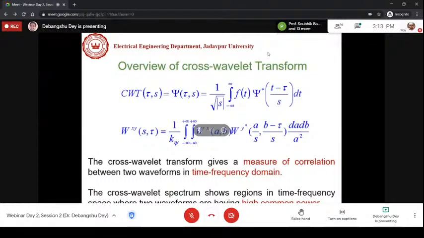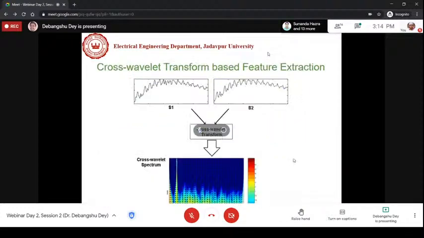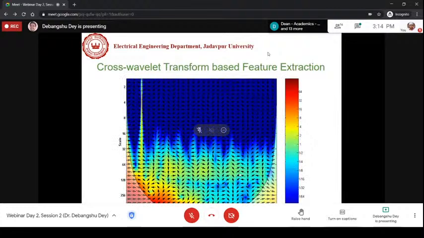So the cross-wavelet transform gives us an idea, or rather it compares two signals in the time-frequency space. That means if the cross-wavelet coefficient is higher, then at that time and frequency region the two signals have some common feature. Let me explain. These are the two signals. If we perform the cross-wavelet transform as per the equation shown, it will give you this kind of a plot.